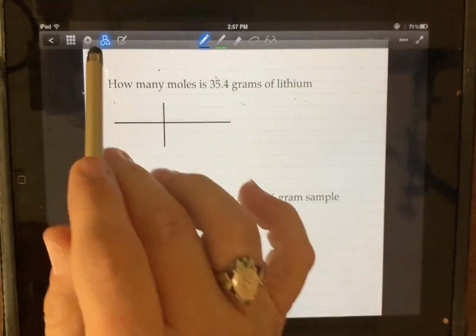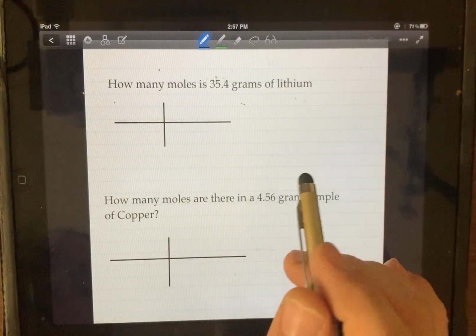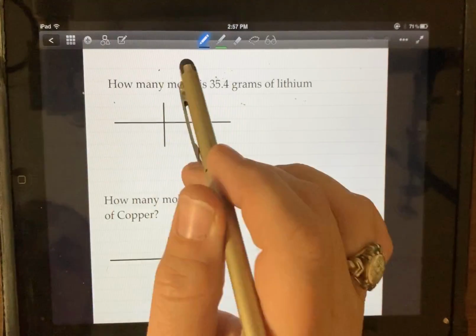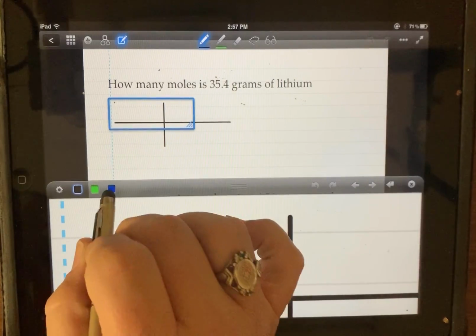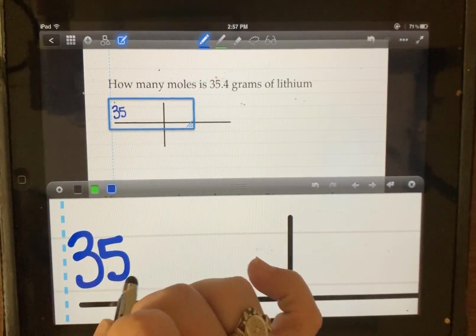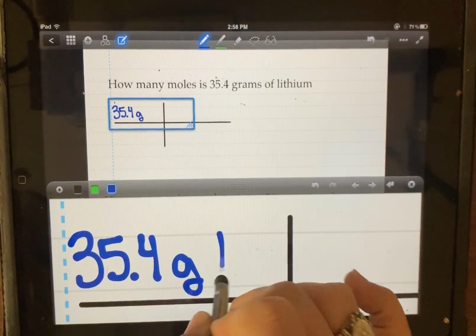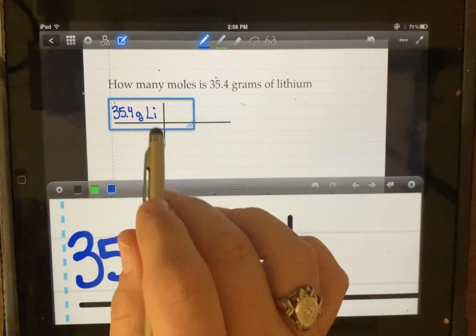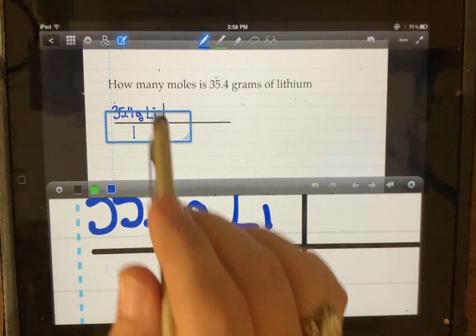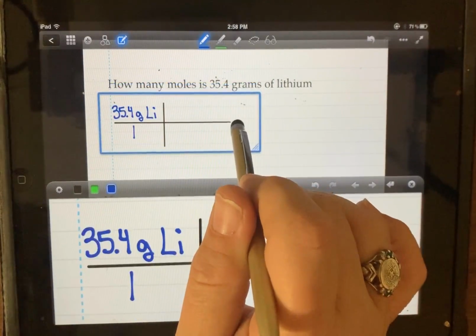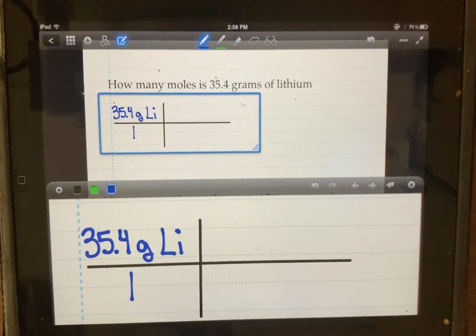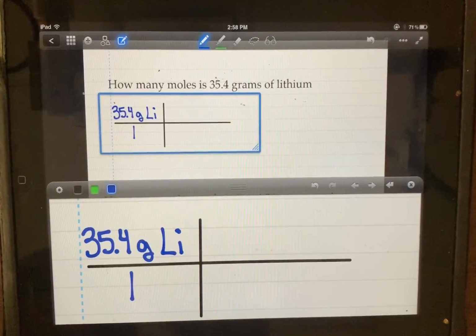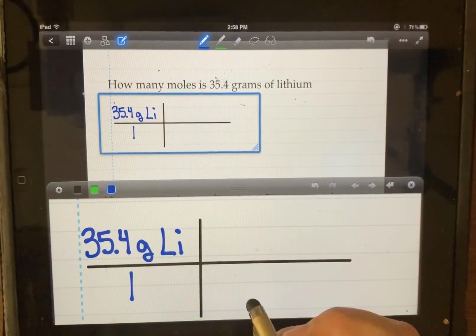So the first prompt says, how many moles is 35.4 grams of lithium? So just like we did before, we're going to start with what's given, which is the 35.4 grams of lithium. We're going to put that over 1. Now, I go to my periodic table, and I find out that 6.94 grams of lithium is the AMU. And the other way to think about that is 6.94 grams equals 1 mole for lithium.